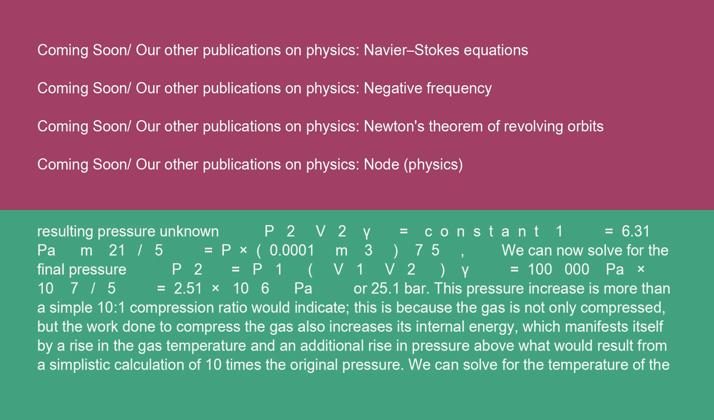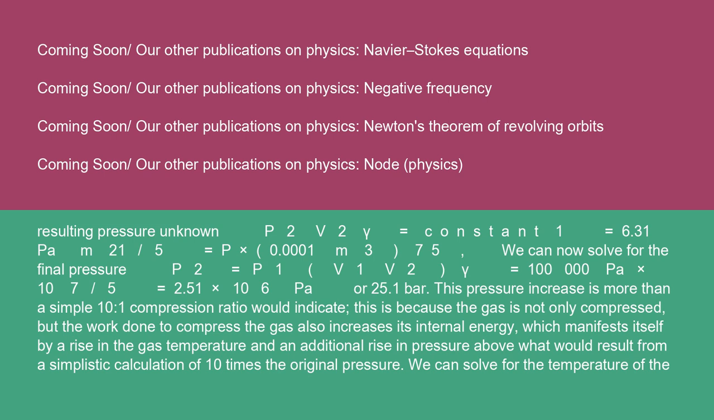This pressure increase is more than a simple 10-to-1 compression ratio would indicate. This is because the gas is not only compressed, but the work done to compress the gas also increases its internal energy, which manifests itself by a rise in the gas temperature and an additional rise in pressure above what would result from a simplistic calculation of 10 times the original pressure.